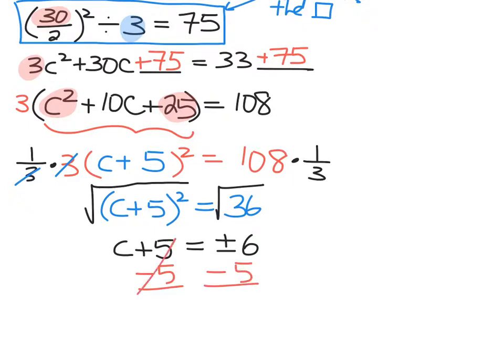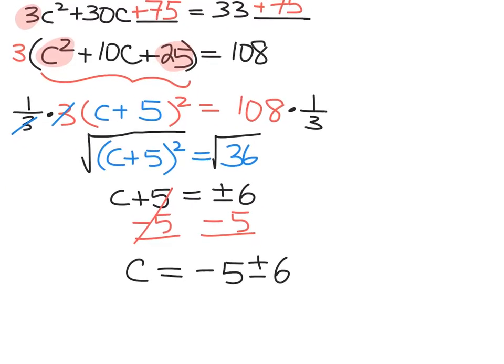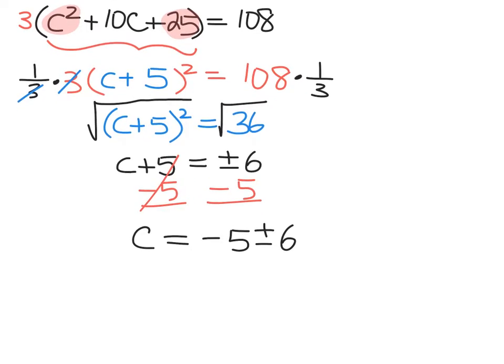I'm going to subtract 5 from both sides. We're looking at C equals -5 plus or minus 6. All right, that's the better way of writing it. If you wrote it as plus or minus 6 minus 5, that's fine, but it's not as mathematically elegant.